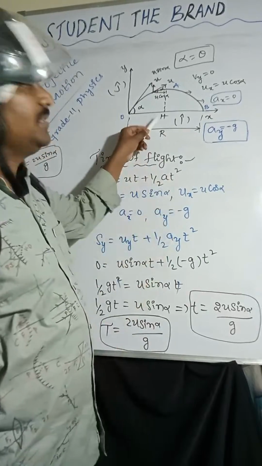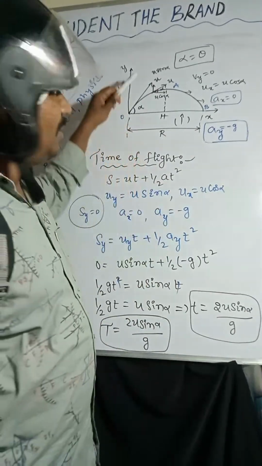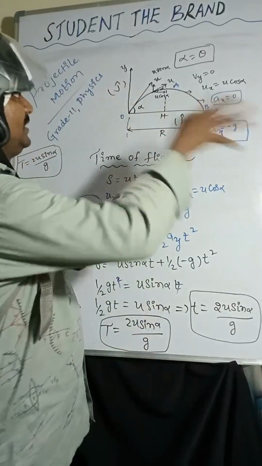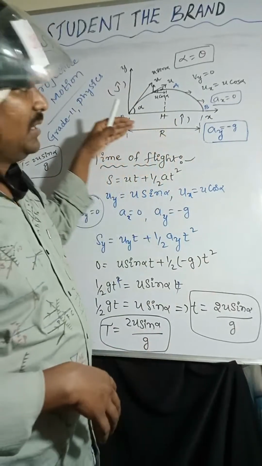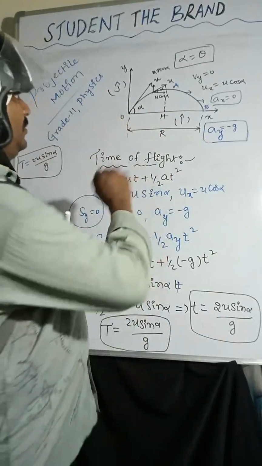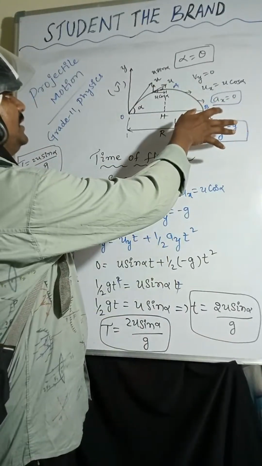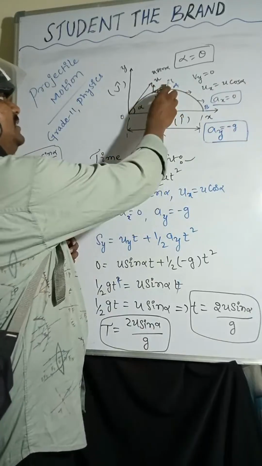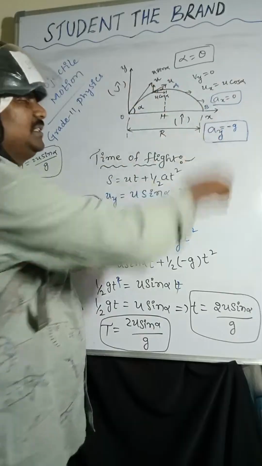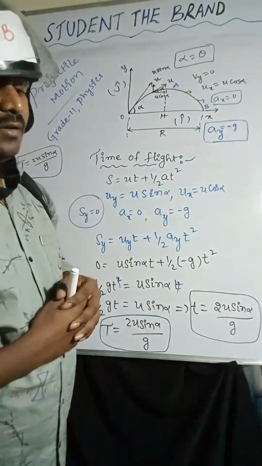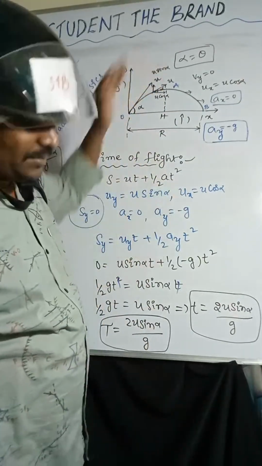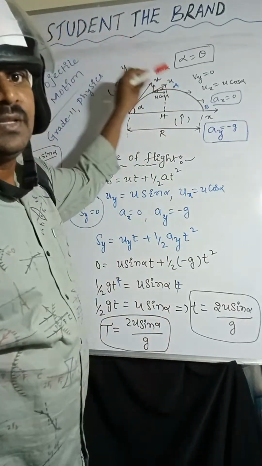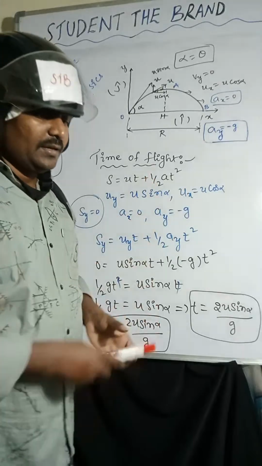the maximum height formula. So this is the maximum height. If you project the particle at a certain angle with the x-axis, until here it reaches, that is the maximum height. From there onwards it starts falling down. So this is the maximum height, at A I am considering here.